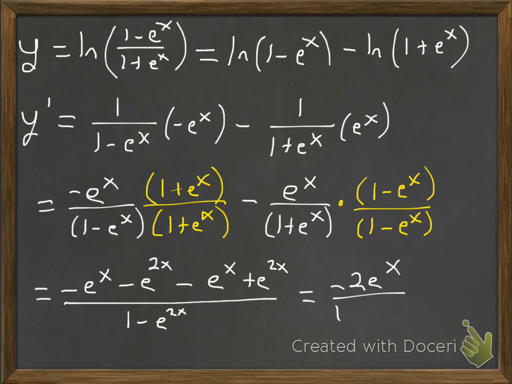Anyways, so we have common terms of minus e to the x. We have two of them. So minus 2e to the x, and then divided by 1 minus e to the 2x. Okay, and that's it. Let's do one more.